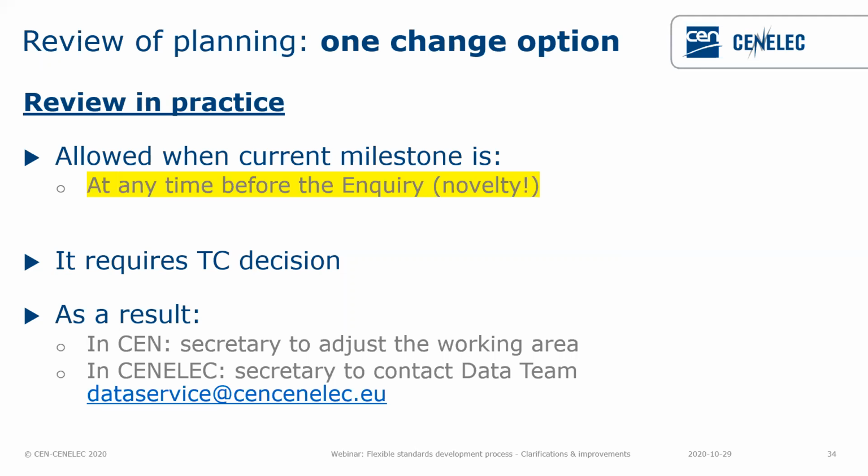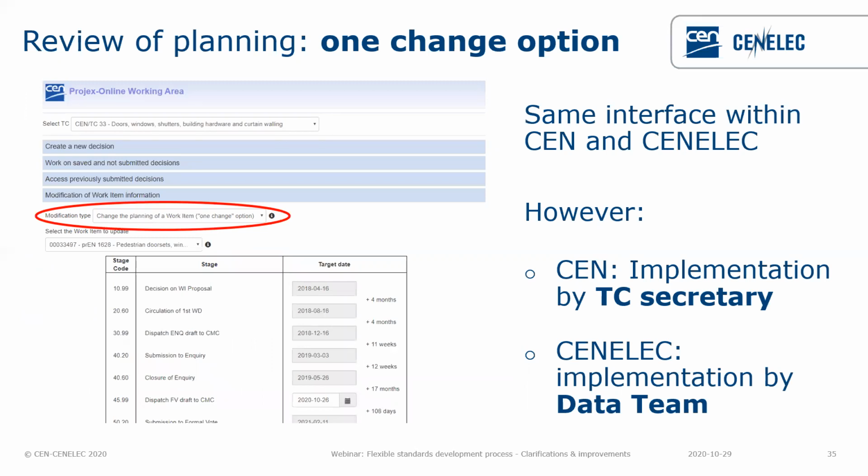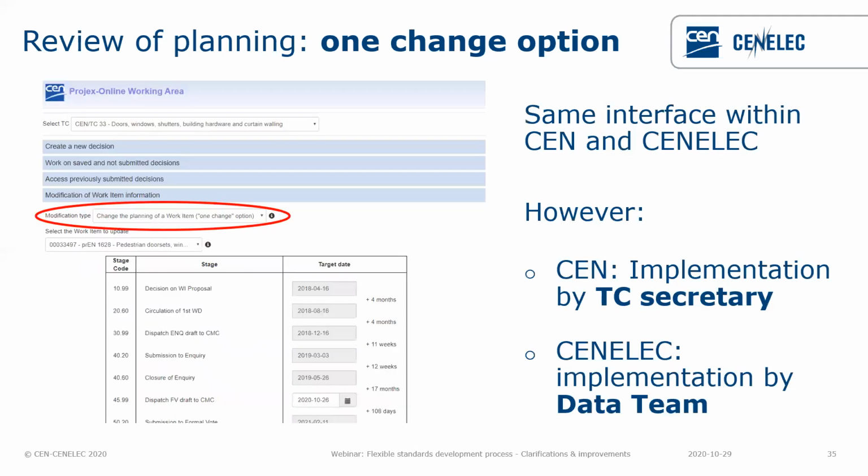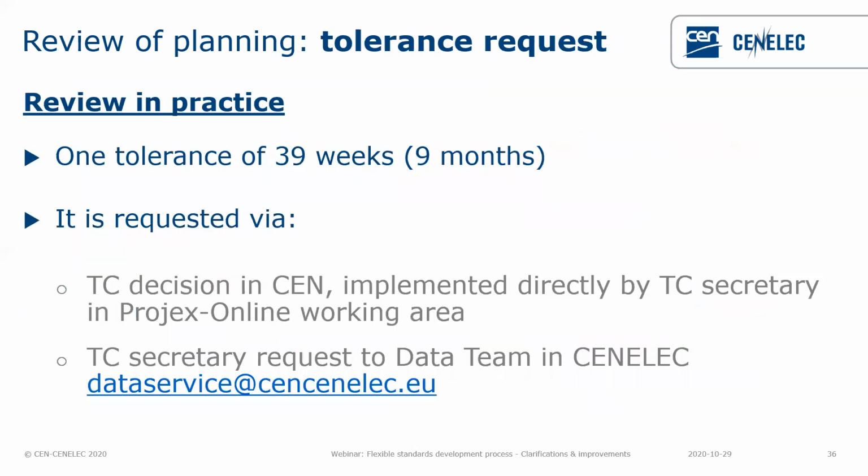It requires a TC decision. As a result, in CEN, the secretary adjusts the working area. In CENELEC, the secretary will contact the data team. For the CEN TC secretary, the interface is available there in the working area on how to change the plan. In CENELEC, this will be implemented by the data team. So the CENELEC secretary will contact the data team for this one change option, and this will be implemented by the data team. Constant.